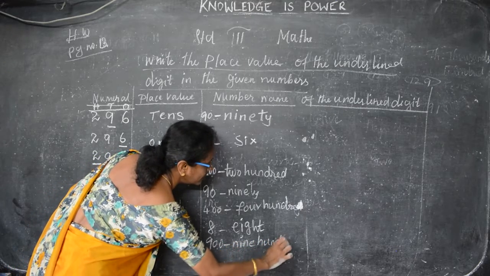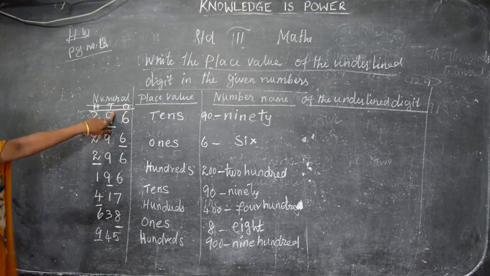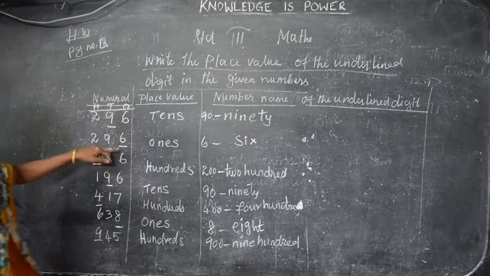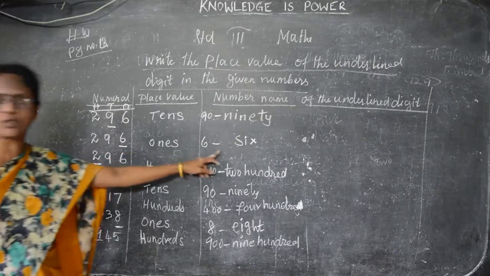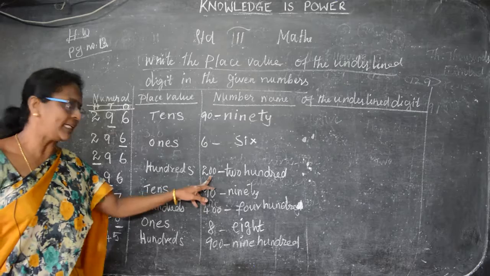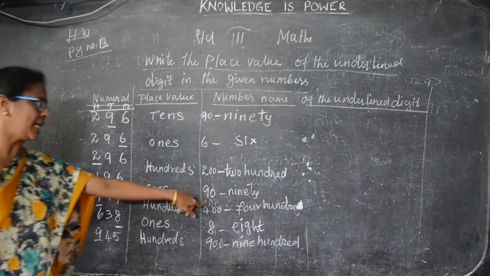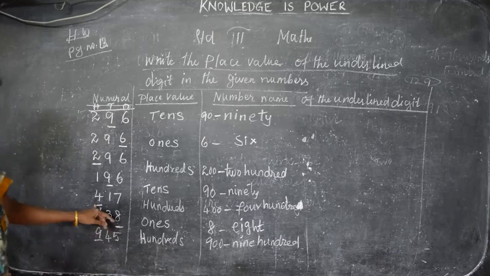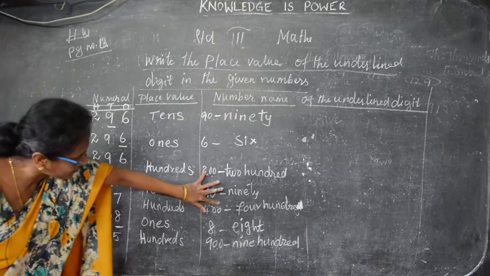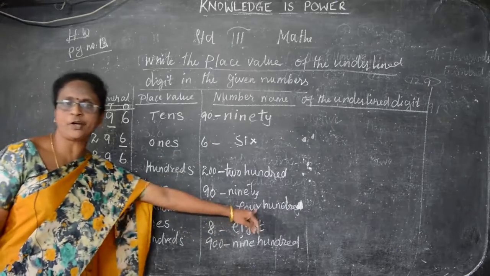Can you understand, children? In the underlined digits, what number is there? Here 9 is underlined in the tens place. So 9 tens is 90, and there is the spelling for 90. Here 6 is in the ones place. 6 ones is just 6. And here 2 is in the hundreds place. 200. So write the number name 200. And 9 in the tens place is 90. 4 in the hundreds place. Hundreds, 400. So you write 400, and so that you remember, I have written the numbers 400.